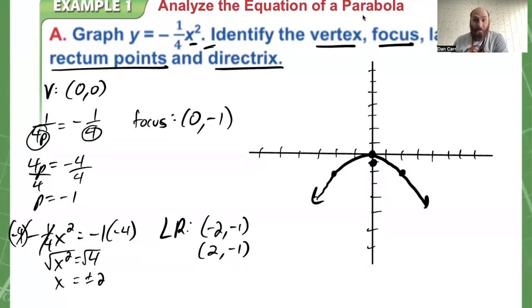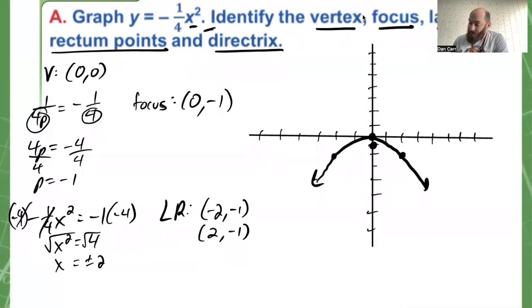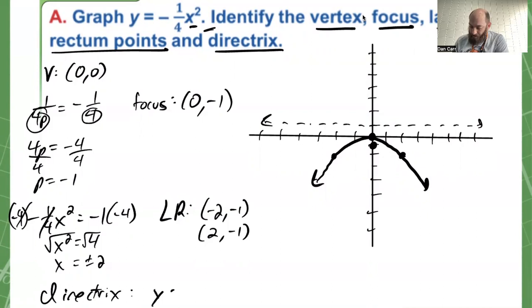It's looking like that. The last thing is the directrix. Remember, this point is 1 point away between the focus and the vertex. The directrix is going to be one more point this way, so it's going to be this horizontal line. From the vertex, I took negative 1 to get down to the focus, so my directrix is going to be the equation y equals 1. And that's my process. I was able to do all that without a graphing calculator, all algebraically using our definitions.